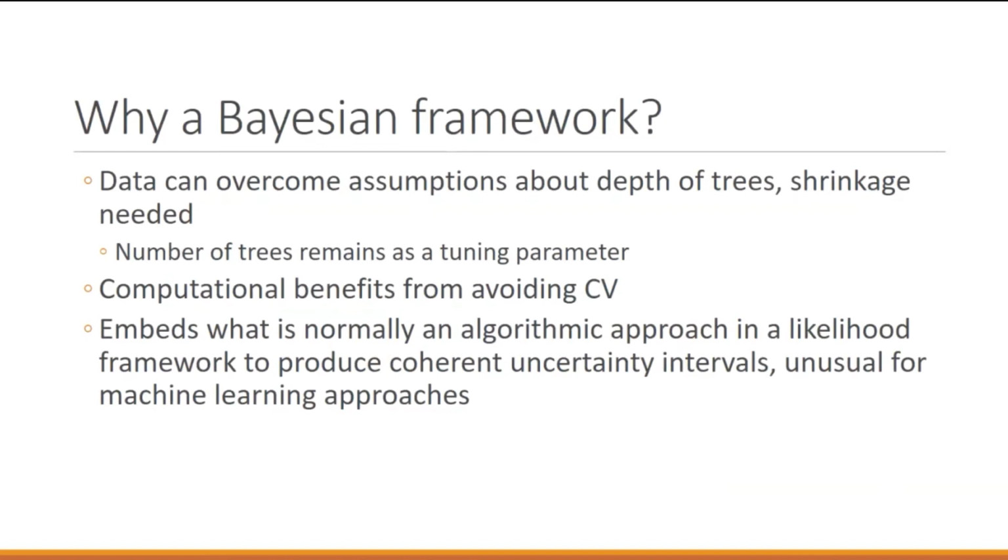But the biggest thing from a statistical perspective is that this embeds what is normally an algorithmic approach in a likelihood framework. As with many machine learning approaches, the idea of a tree is that it's extremely flexible. It can do a good job with prediction, but it is difficult to assess exactly how uncertain the resulting estimates are, and obtaining coherent uncertainty intervals from most machine learning approaches is extremely difficult, if not impossible. They're not developed in that framework. It was not the goal.